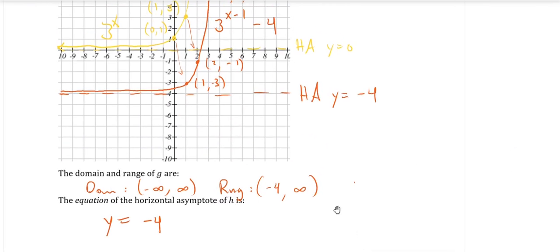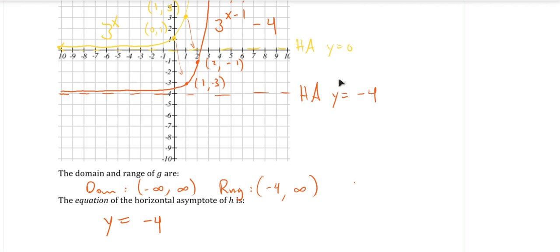Now, what about domain and range? You might have noticed that there's really no values we cannot plug into an exponential. Exponentials, like polynomials, will have the entire real number line as their domain because there's no value I can't put into the exponent here. However, our range is cut off by our horizontal asymptote. It doesn't get lower than that. And so that forms a lower bound on our range.